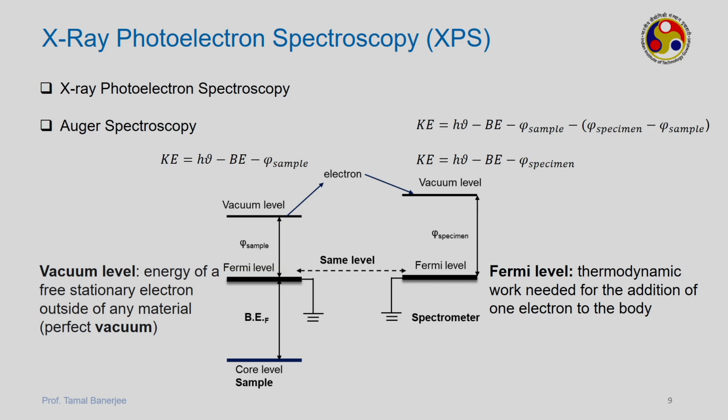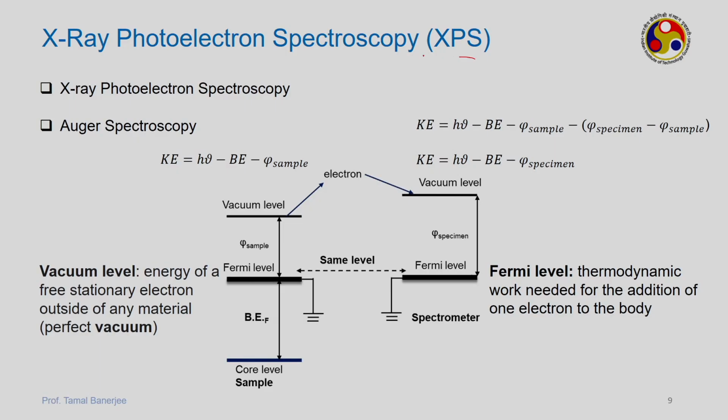Now, we move on to the next part of our lecture, which is X-ray photoelectron spectroscopy, called XPS, and the associated Auger electron spectroscopy. So, first we discuss XPS, X-ray photoelectron spectroscopy.